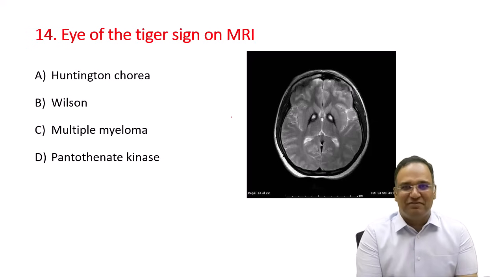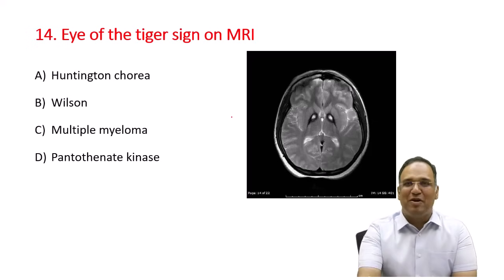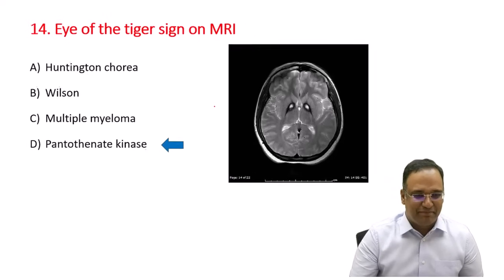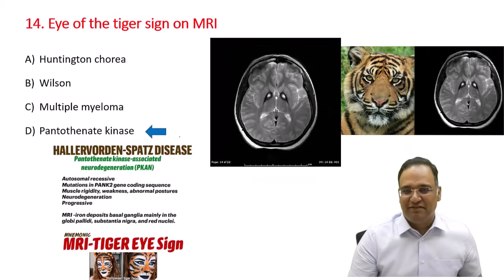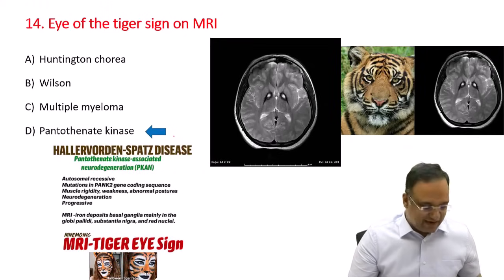Eye of the tiger sign, again, is a standard repeat question for entrance. There is no benefit of answering this question because everybody would have answered it right. And this is nothing but pantothenate kinase associated neurodegeneration, a standard entrance exam question.